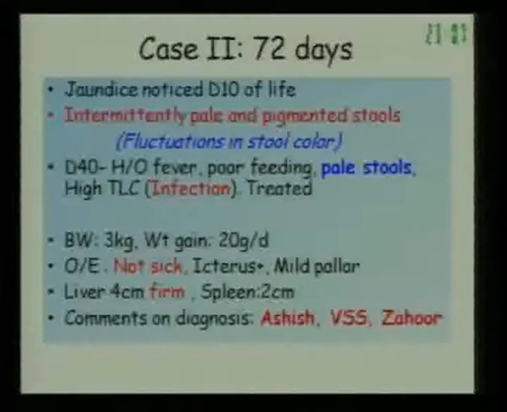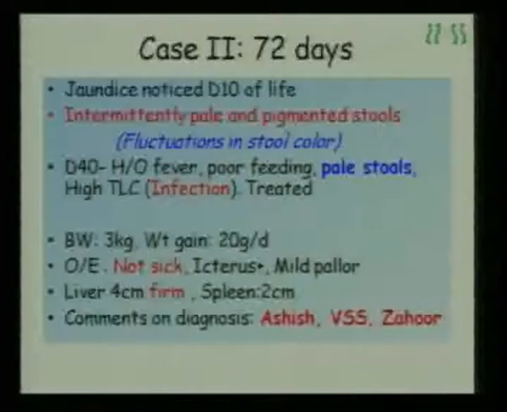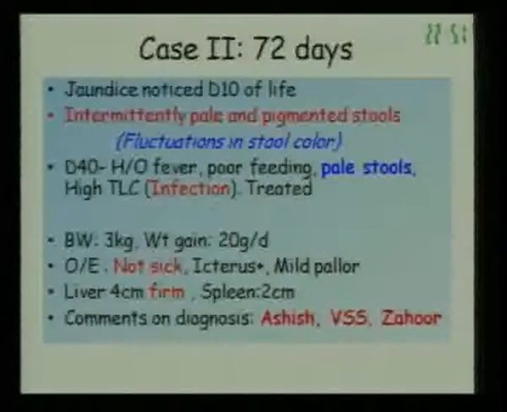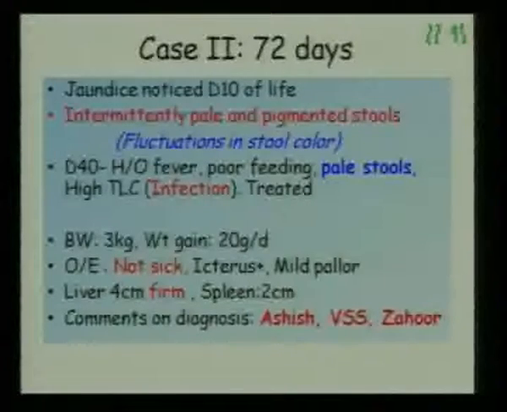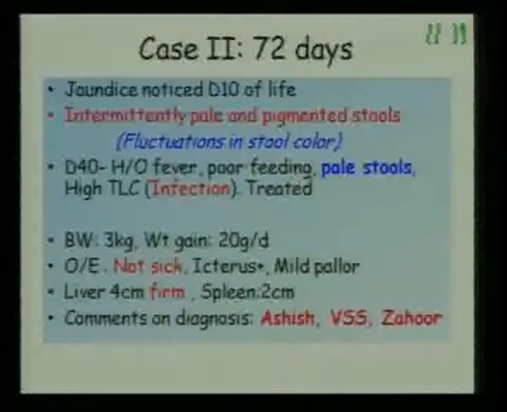Right, okay. We go to case 2. So this was a case of biliary atresia that was operated. And we go to case 2, this is a 72 days old child, jaundice noticed day 10 of life, intermittent pale and pigmented stools. Here you see fluctuations in stool color, overfeeding, pale stools, thereafter high TLC, treated with antibiotics, responded, birth weight 3 kg, weight gain this much, not sick, icterus, mild pallor, liver 4 cm, spleen 2 cm.